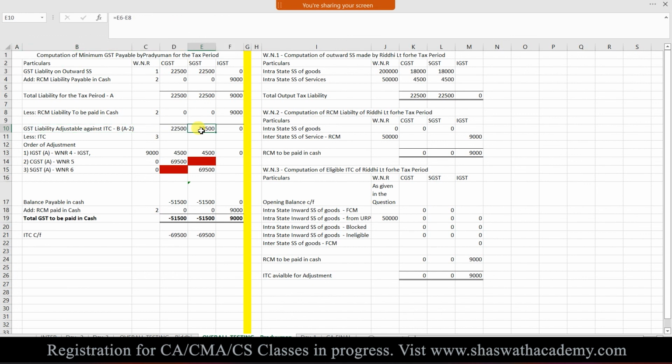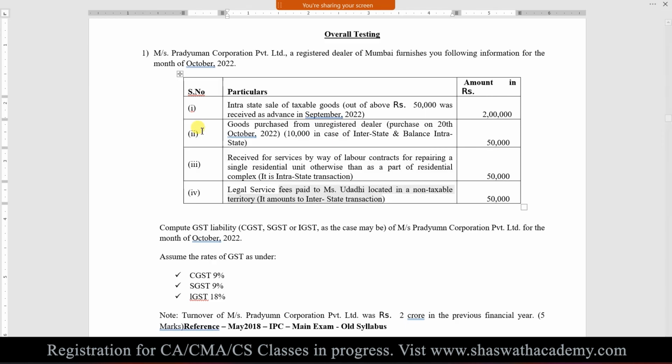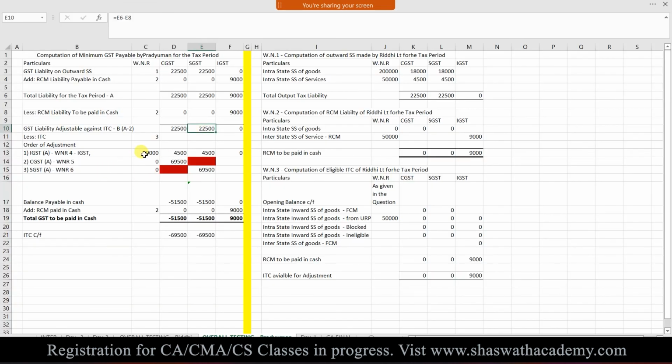Of this, how much do I have to adjust, sir? Sir, no other purchase details are given. Question is over. No other purchase details are given. That means I have only RCM liability eligibility, that is also from IGST. My dear brothers and sisters, I don't have any liability to be adjusted here. Please carefully have a look. IGST liability is 0. Therefore, 9,000 I am splitting equally for CGST and SGST. And since I have 0 here, it is 0 over here and 0 over here.